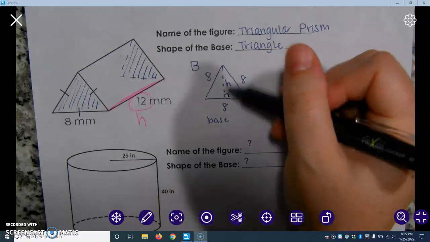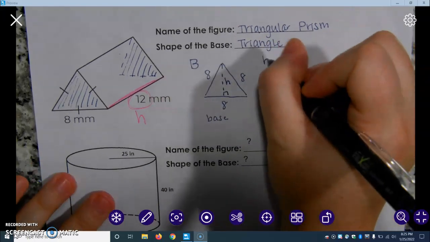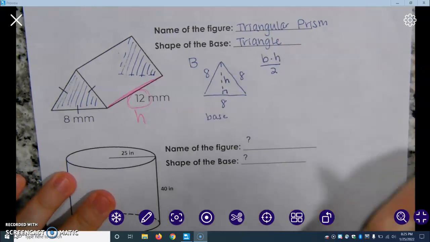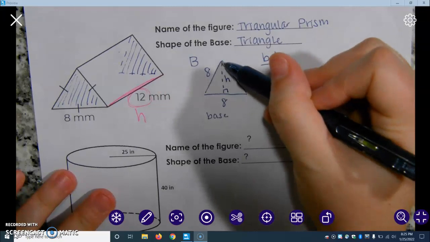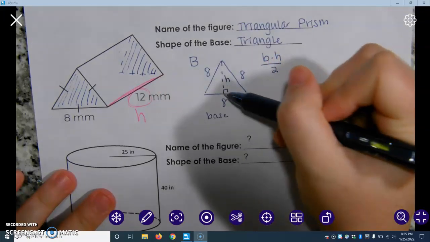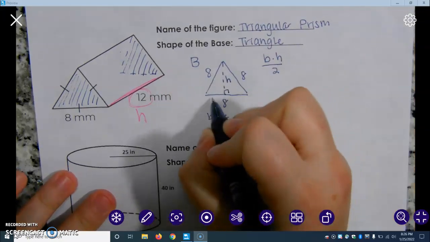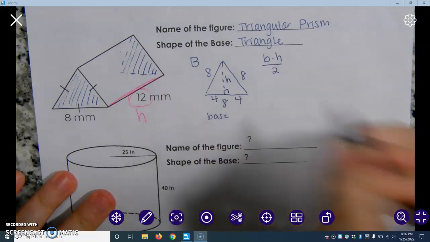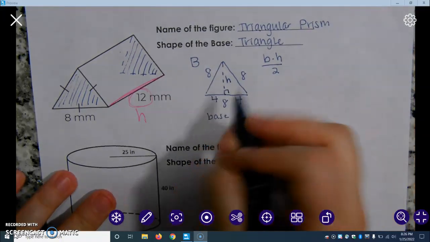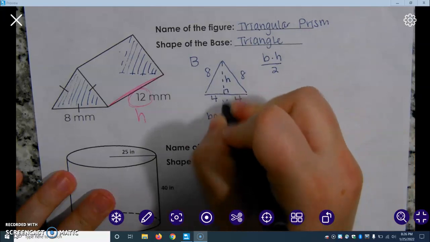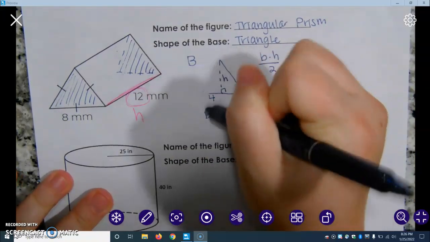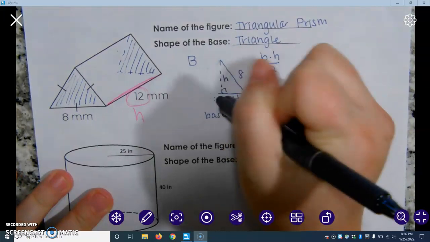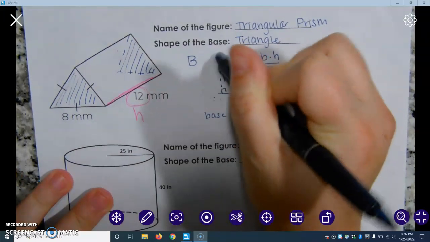We have to figure out what the height of this triangle is because I have to do base times height divided by 2, and right now I do not have the height. So if you notice when I split this down the middle, that's going to turn these both into 4 and 4. So if I put them together, they make 8. And if you notice, if I erase this half, I have a right triangle.